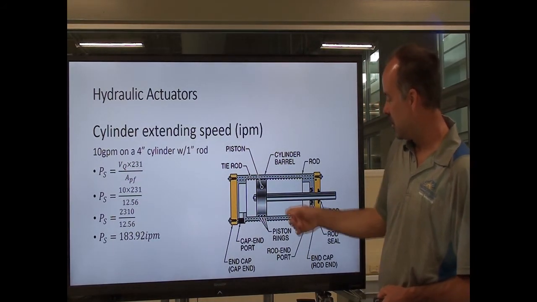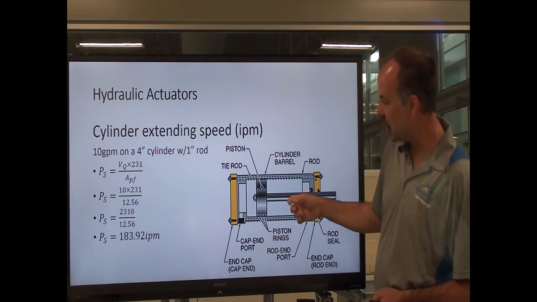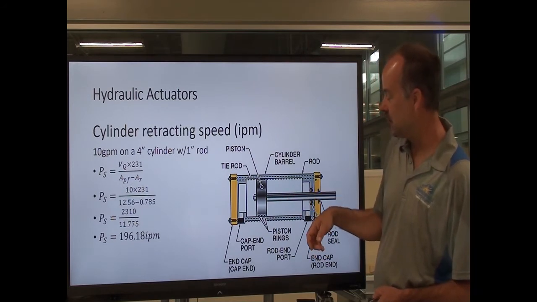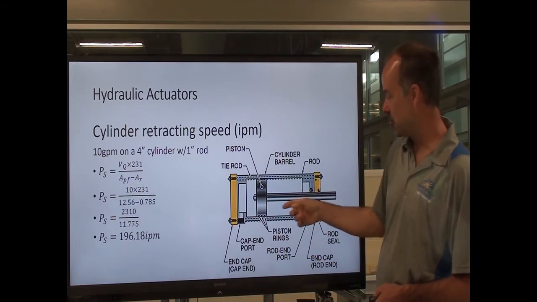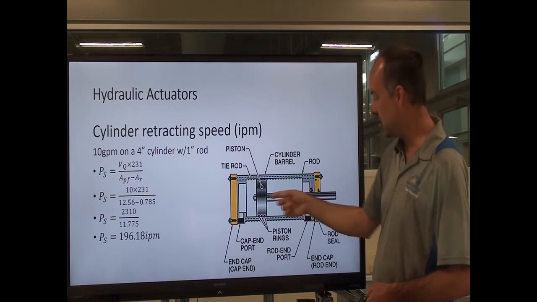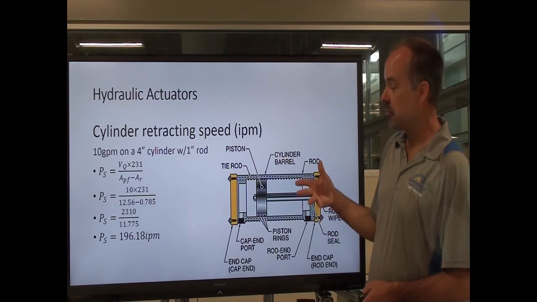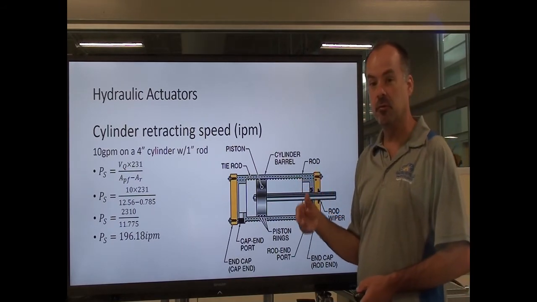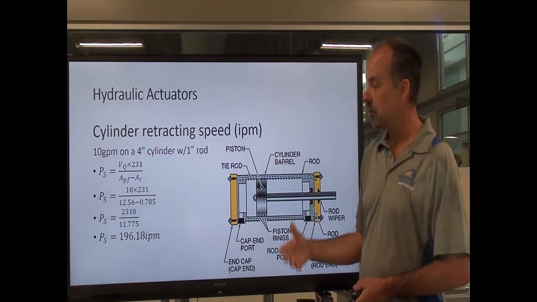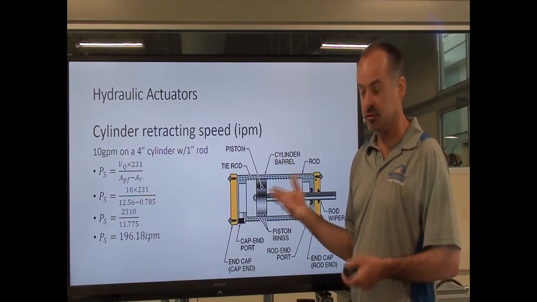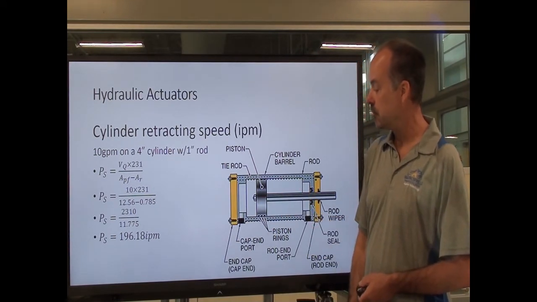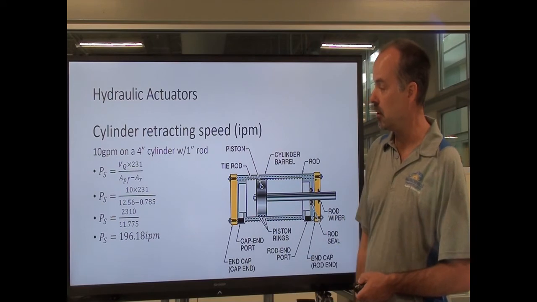So you can see, since we've got this rod in here, it's going to retract faster than it extends because there's less volume to fill because the rod's taking up part of the volume. So that's just some of the formulas. Like I said, your textbook will go more into detail in this, but I wanted to go through just a couple of examples to show you how the formulas are solved.